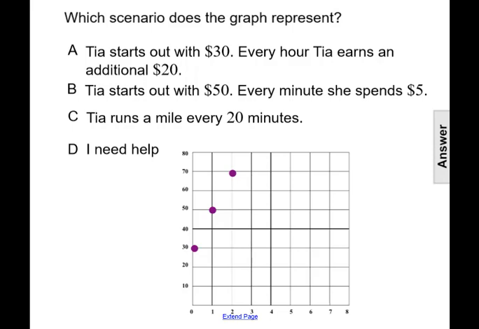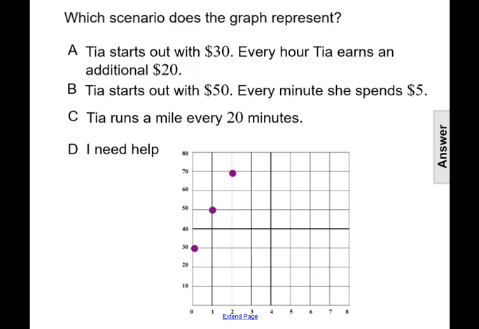Which scenario does the graph represent? A: Tia starts out with $30 and then every hour Tia earns an additional $20. B: Tia starts out with $50 and every minute she spends $5. C: Tia runs a mile every 20 minutes. We have these three different scenarios.